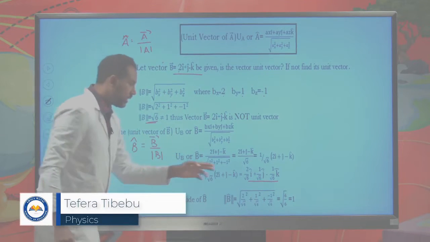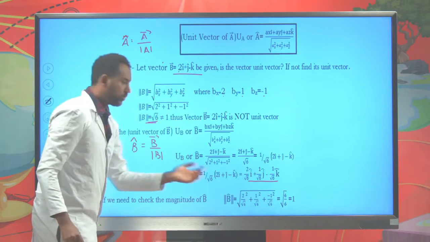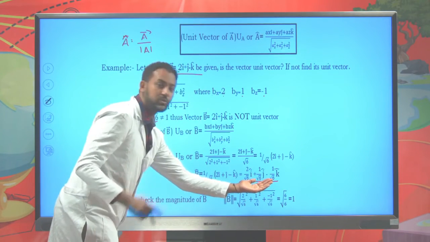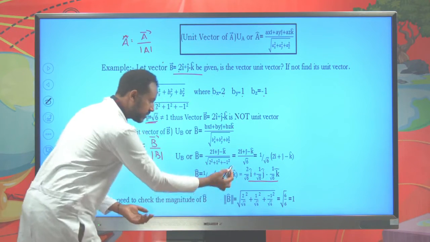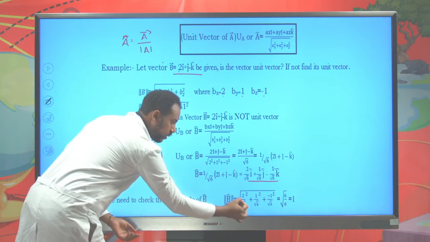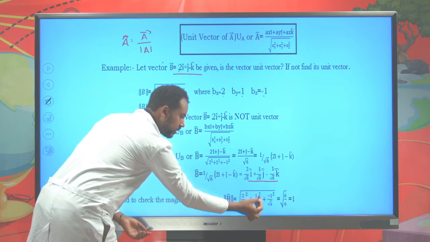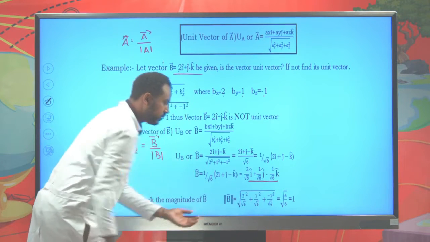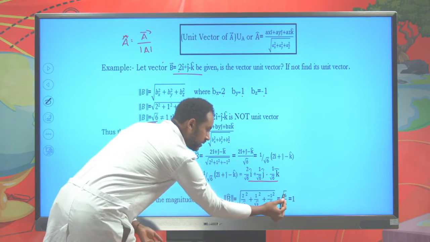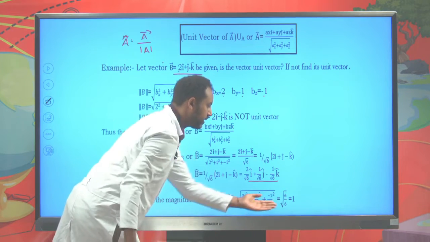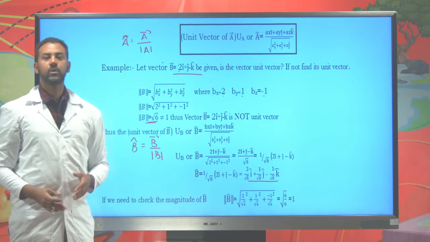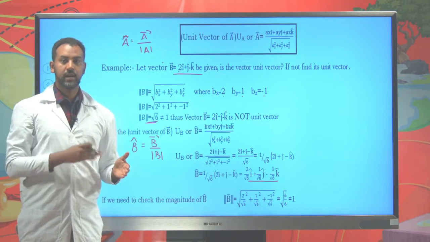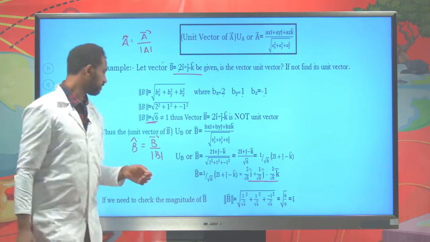And this vector is for sure a unit vector. How do we know? You have to determine the magnitude of this. When you determine the magnitude of this, it will give you 1. If so, this vector is a unit vector. Let's check that: 2 over root 6 the whole squared, plus 1 over root 6 the whole squared, plus minus 1 over root 6 the whole squared. When you square it, this gives you 6 over 6 under the radical, and that gives you 1. Therefore, it is a unit vector. This is how we check whether vectors are units or not.